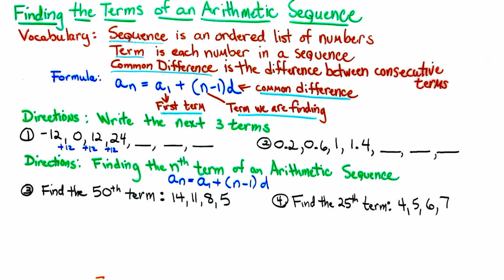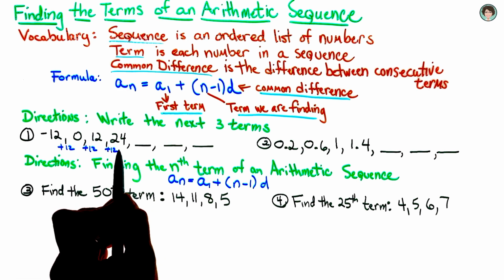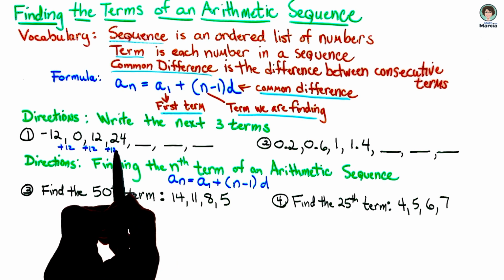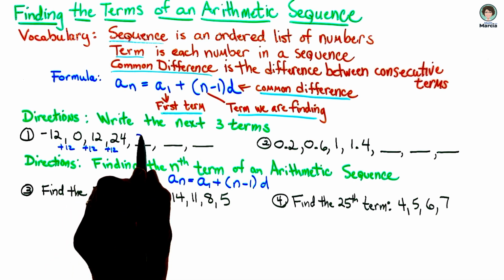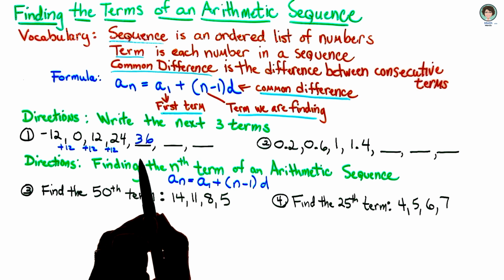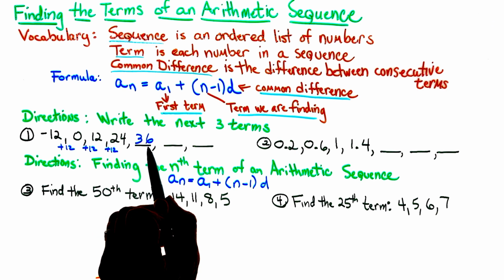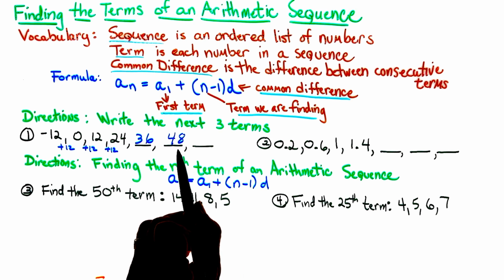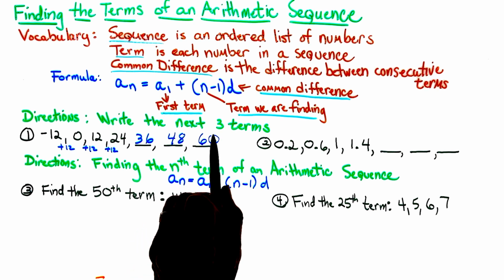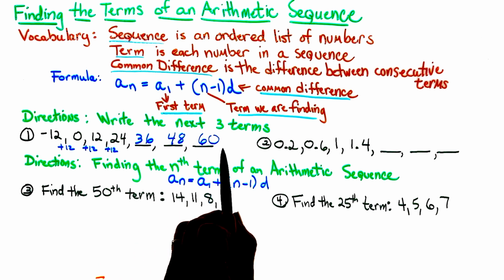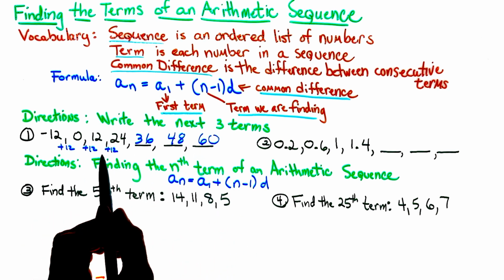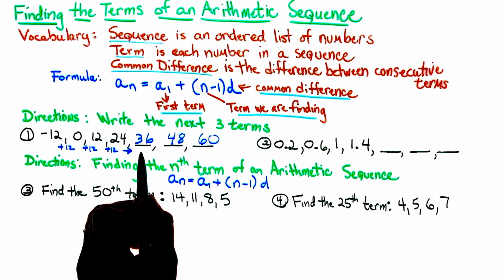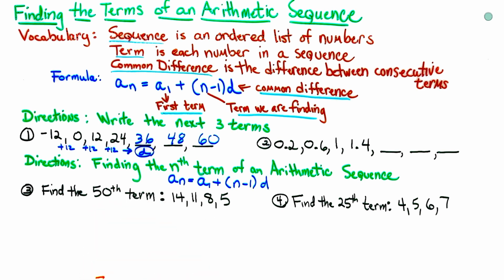So if they're 12 apart, in order to get my next one, it's going to be 24 plus 12, which is 36. And then I'm going to add 12 to 36, which we know is 48, and 12 to 48, which is 60. So these are the next three terms of the sequence. And the 12 was what we call the common difference. And in our formula, it's going to be represented with a D.